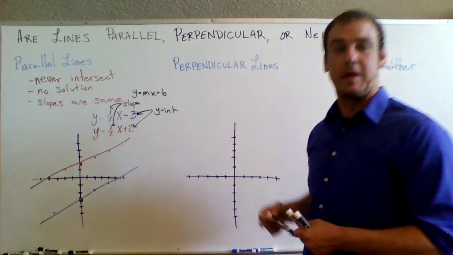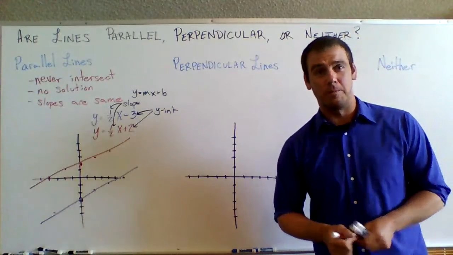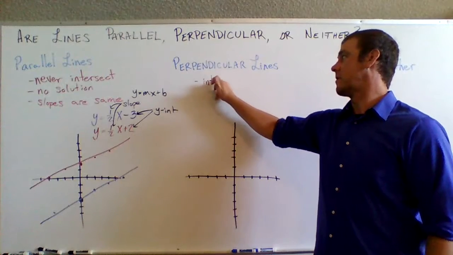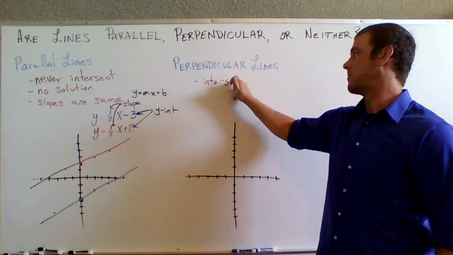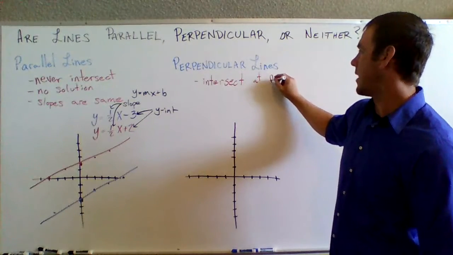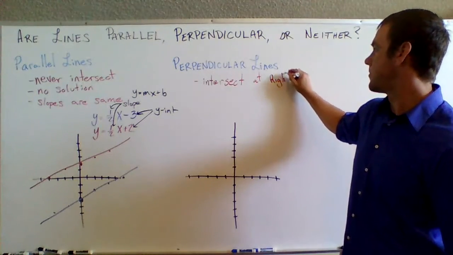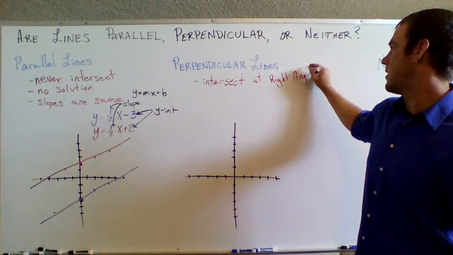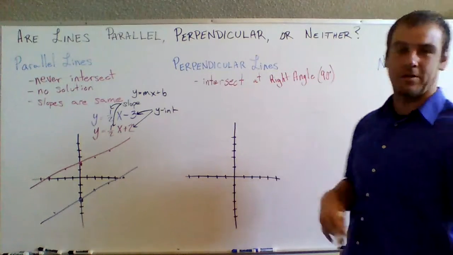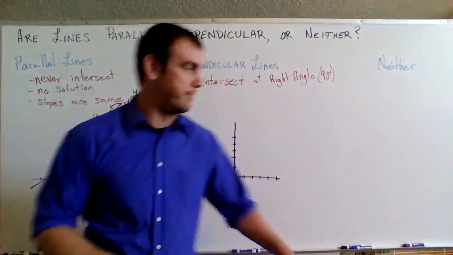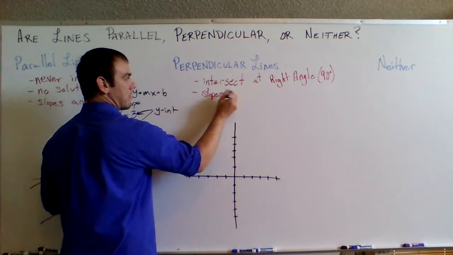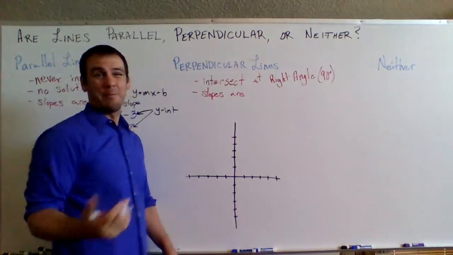Perpendicular lines. Once again, it's going to come down to the slope. Perpendicular lines intersect at 90 degrees, or right angles. A right angle is just 90 degrees, like a square. The slopes here are what we call opposite reciprocals.